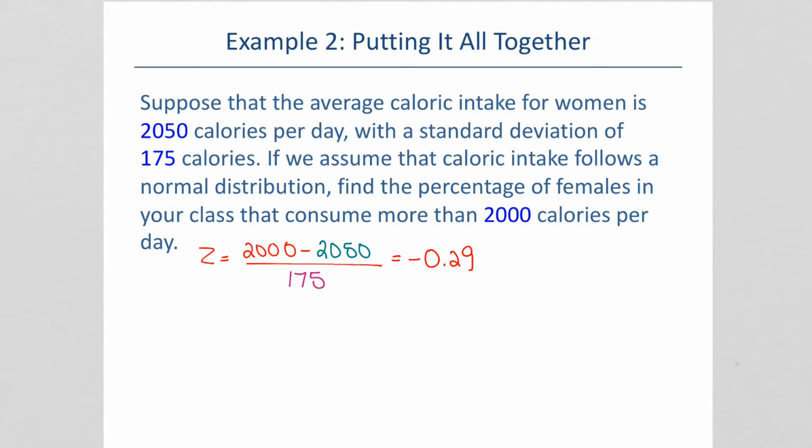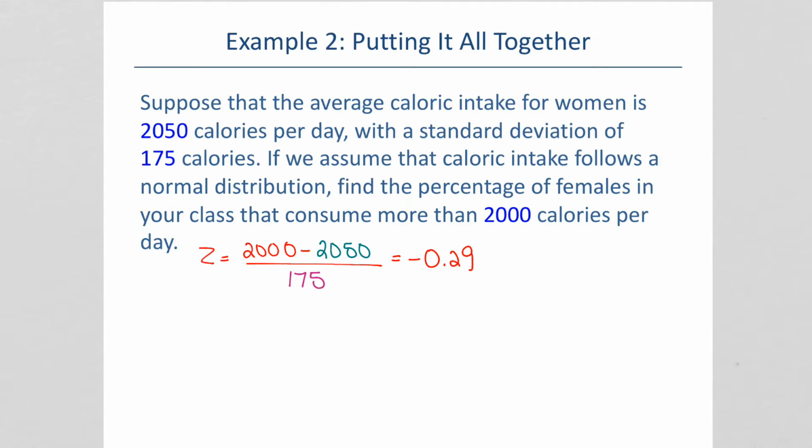Now, we're trying to find the percentage of females that consume more than 2,000 calories per day. We want a percent. All we've got is the z-score. Now, if you've got a graphing calculator, you can do this on the graphing calculator. I'm going to show you how to do it in Excel because all of us have access to Excel. This is the last example for this section, so I'll add on just what it looks like in Excel to the end of the video.